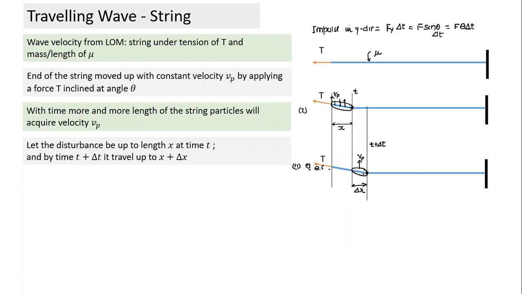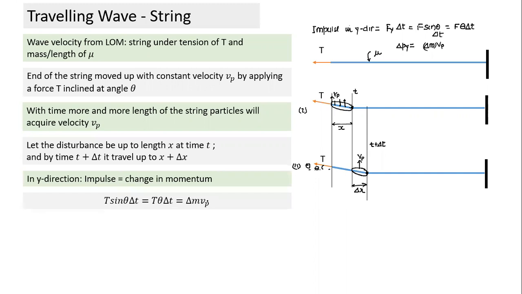The change in momentum is the momentum acquired by this part. What is the momentum this part has acquired? Mass into velocity. So the change in momentum, delta p y, will be equal to mass m into Vp. Earlier the momentum was zero, and this is the momentum it has acquired. So we can equate the impulse with the change in momentum. Let's write this equation. In the y direction, impulse is equal to change in momentum.